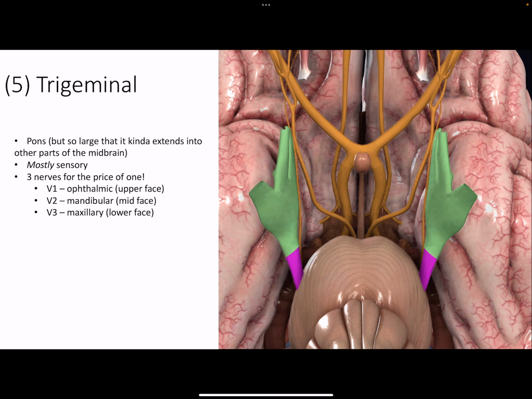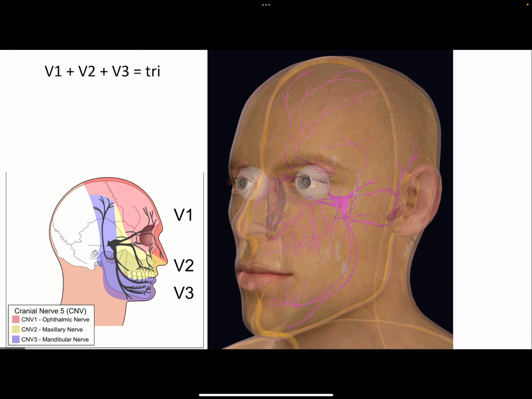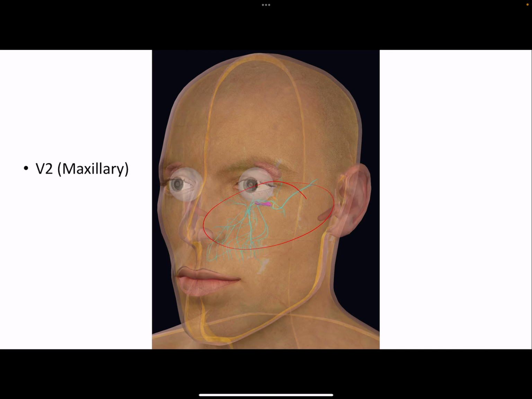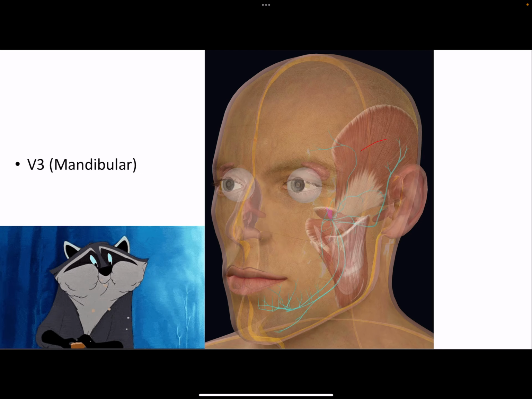So mostly sensory, and it's really 3 nerves for the price of 1, since the name tri. And V1 is just going to be the ophthalmic to the forehead and the eyes. V2 is going to be maxillary to the teeth and lower part of the nose, and then the mandibular is going to be to the muscles of mastication in your jaw and whatnot. So here we have the ophthalmic distribution. Here we have the maxillary distribution. And here we have the mandibular distribution.